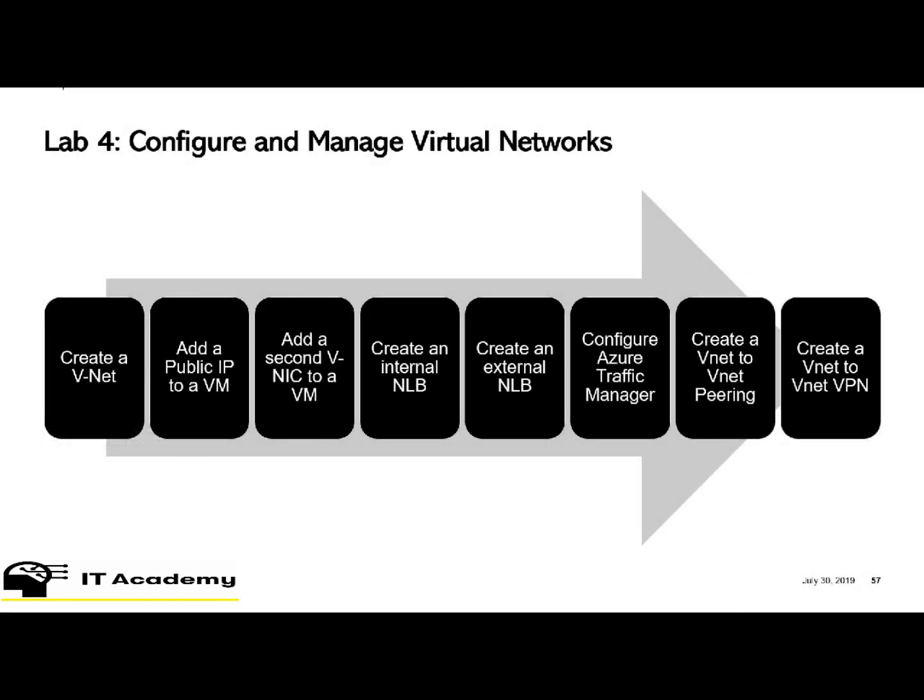Let's take a look at the exercises that we're going to come across in Lab 4. In Lab 4, we're going to go through several exercises that give us some hands-on experience on the modules we've just talked about in this course. We're going to create a virtual network. We're going to add a public IP address to a virtual machine. We're going to add an additional virtual network card to a virtual machine.